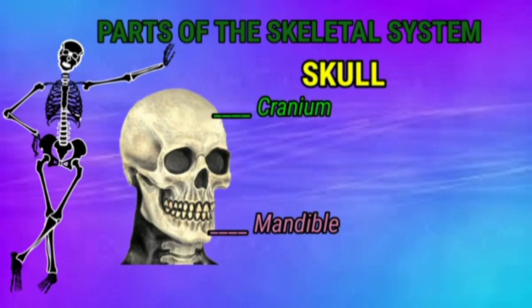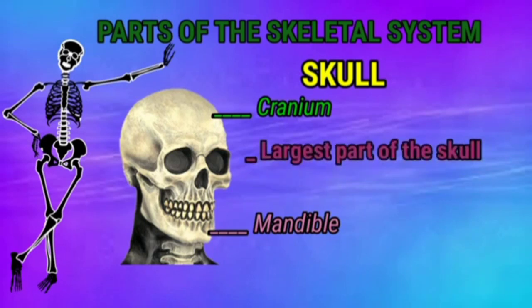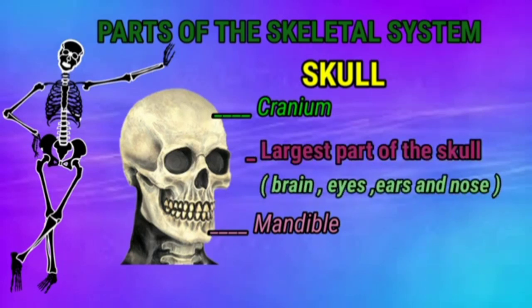Students, see here, this is cranium. The cranium is the bone that is present inside our head and protects the brain. The cranium is the largest part of the skull, enclosing the brain, eyes, ears, and nose. Which is the largest part of the skull? Yes, the cranium is the largest part of the skull.